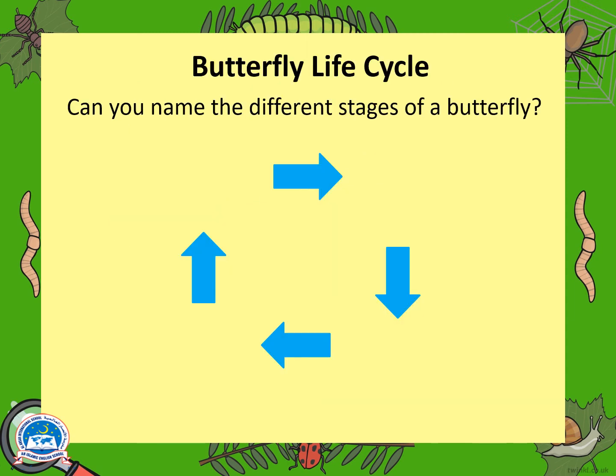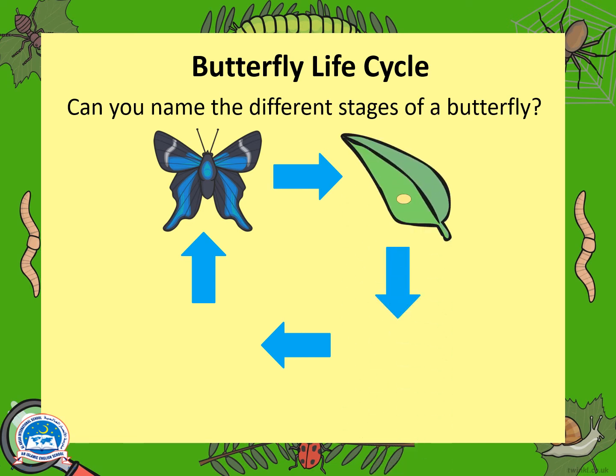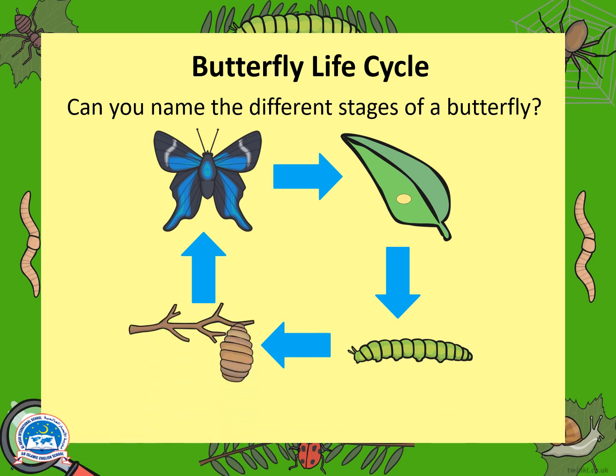and off it goes. Can you name the different stages of a butterfly? Let's start with the first one. This is a butterfly. Then it lays eggs. That's stage number 2. On stage number 3, the caterpillar, the baby of the butterfly, comes out. On the 4th stage, the caterpillar turns into a pupa, where it changes rapidly into a butterfly, and so on. This life cycle keeps on going.